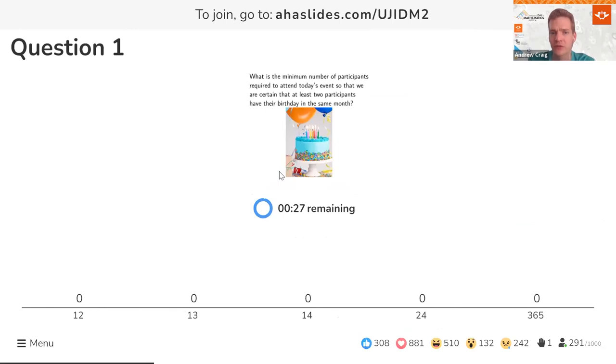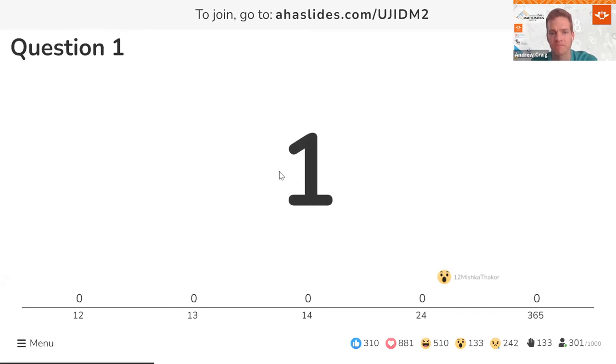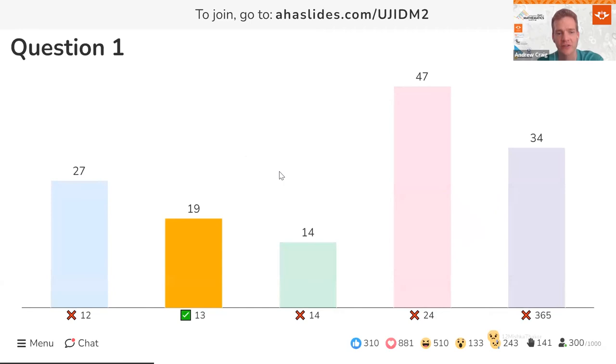So the first question asks, what is the minimum number of participants required to attend today's event so that we are certain that at least two participants have their birthday in the same month? And the options are 12, 13, 14, 24, or 365. Cool, okay, so a couple of you were foxed there. So we only need 13 people to guarantee that two people have their birthday in the same month. That's called the pigeonhole principle.